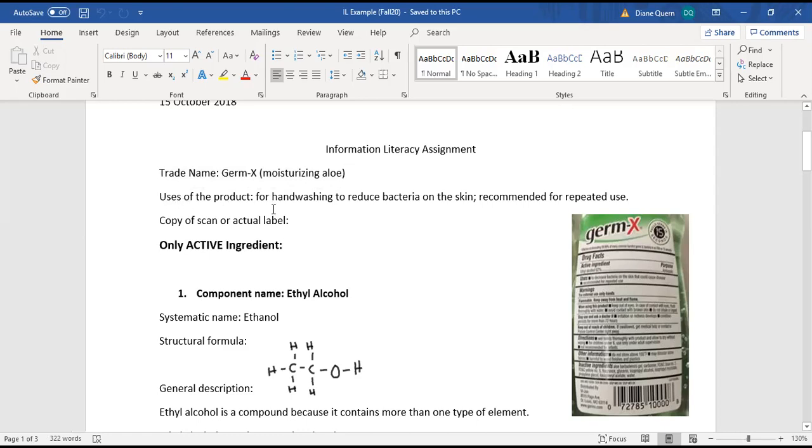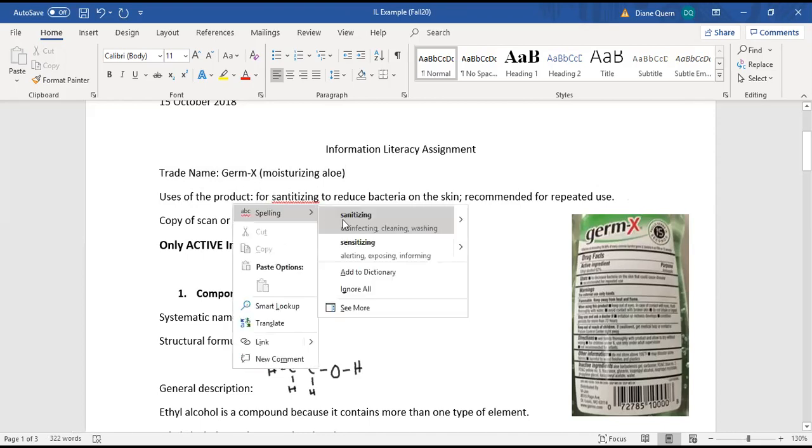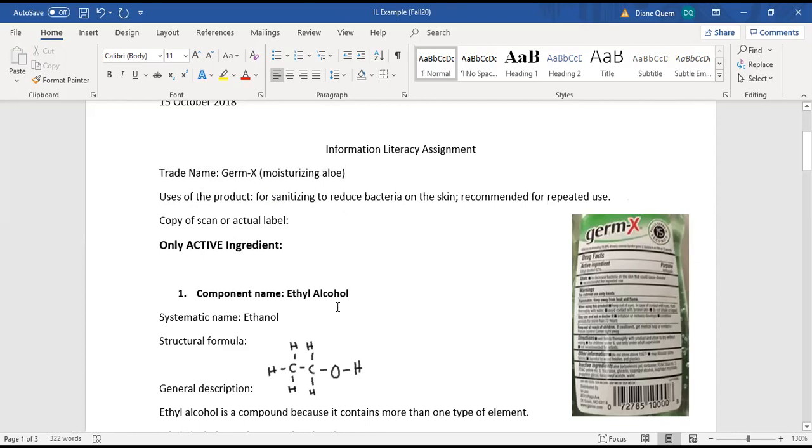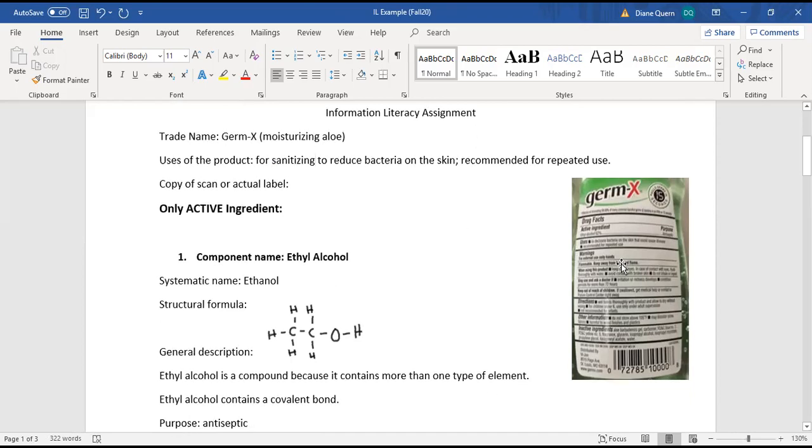Then they said what the uses of the product were: for hand washing to reduce bacteria on the skin, recommended for repeated use. Okay, I'm pretty sure it's not used for hand washing, it's used for sanitizing. I wouldn't count off for that, but just try to be as accurate as possible. Now you get to see my awesome spelling skills at work. Thank goodness for autocorrect. Okay, next, they scanned and attached a copy of the label.